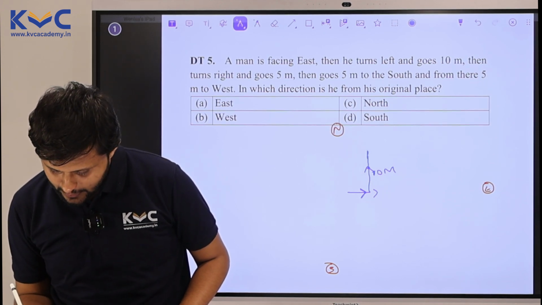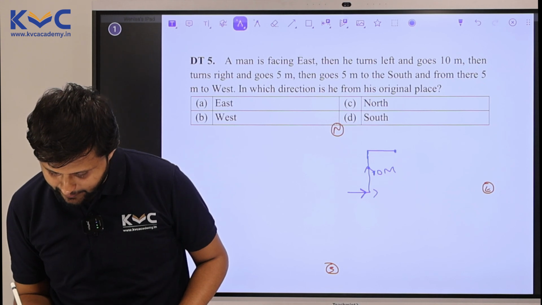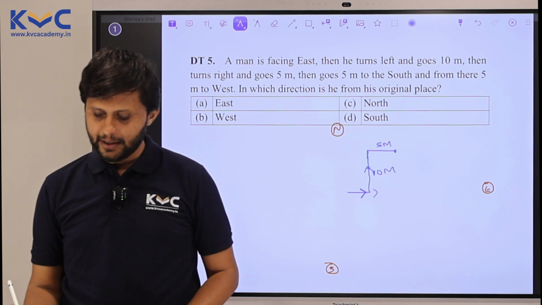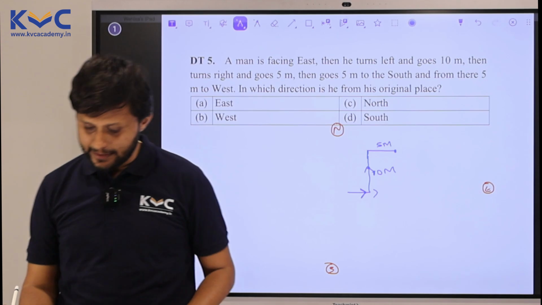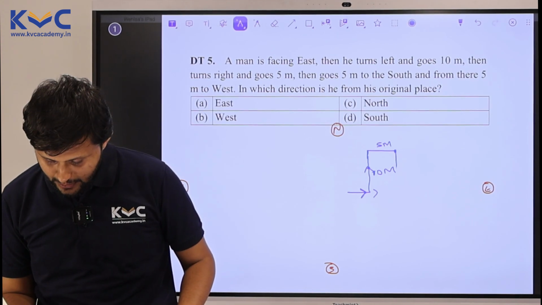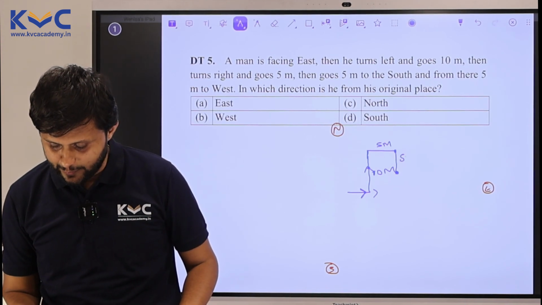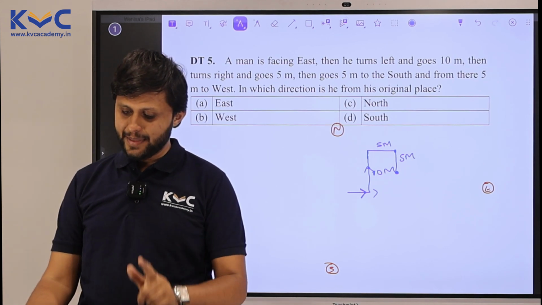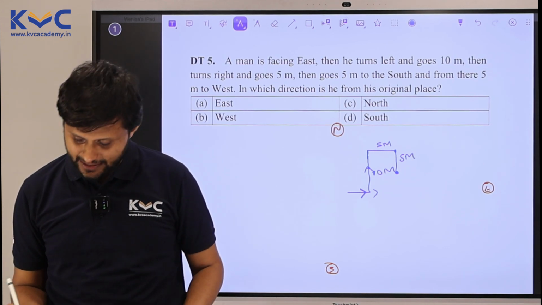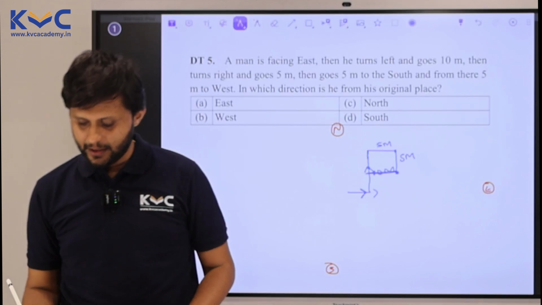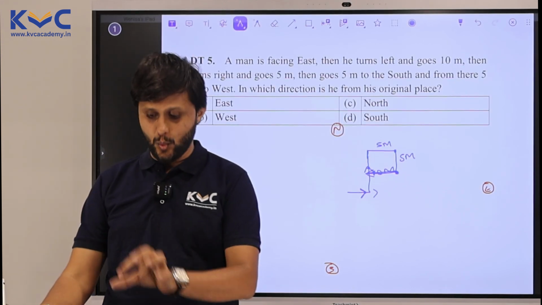This was 10, so we'll draw half of that. This can be 5 meters. And then he goes 5 meters to the south. So he comes down over here. This is also 5 meters. And from there, 5 meters to west. So it comes and joins this line towards west.